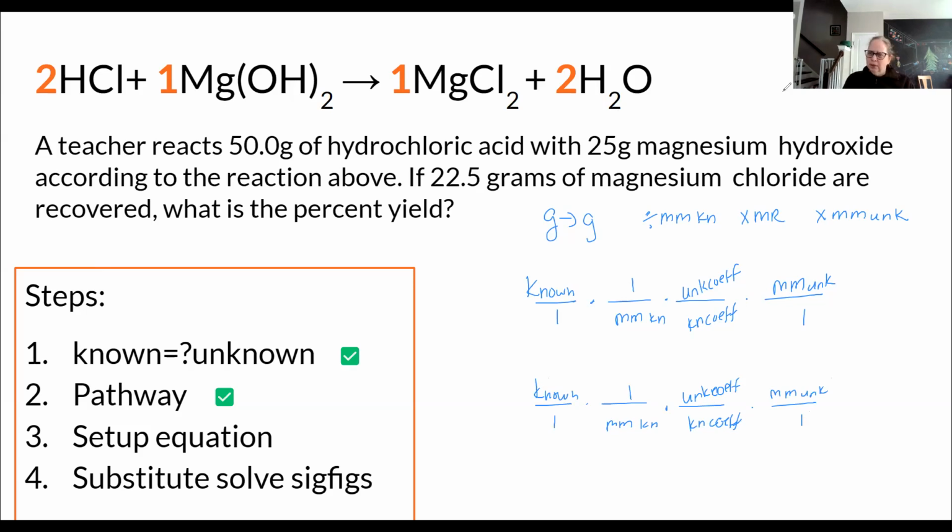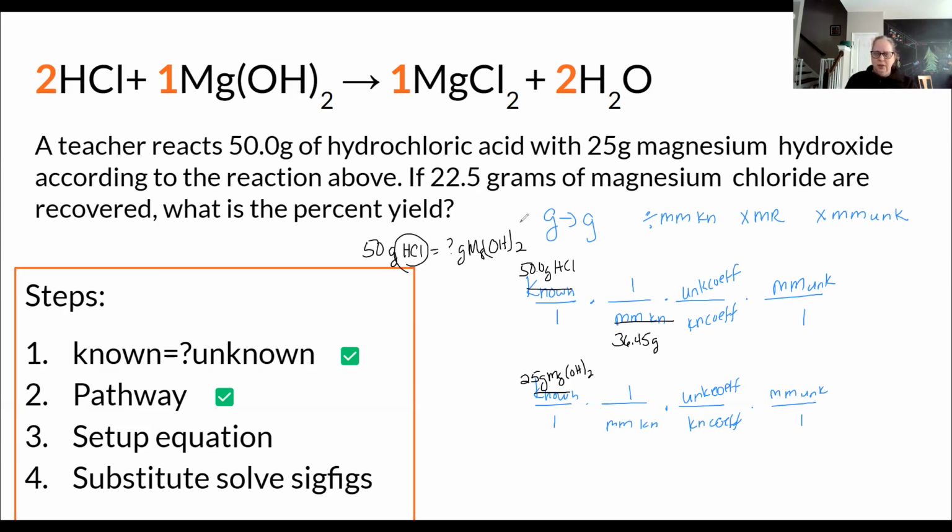Okay, so let's work through this and see what this means. What are our knowns? 50.0 grams of hydrochloric and 25 grams of magnesium hydroxide. Now I'm going to do these ones separately so that we can just work off of it individually. I need the molar mass of my known. My known is what was on the left. So for this first problem, we had 50 grams of hydrochloric equals how many grams of magnesium hydroxide? So my known is hydrochloric, so I need the molar mass of the known, 36.46 grams.